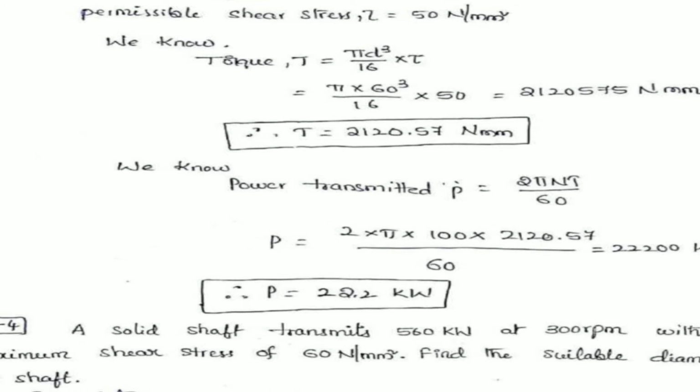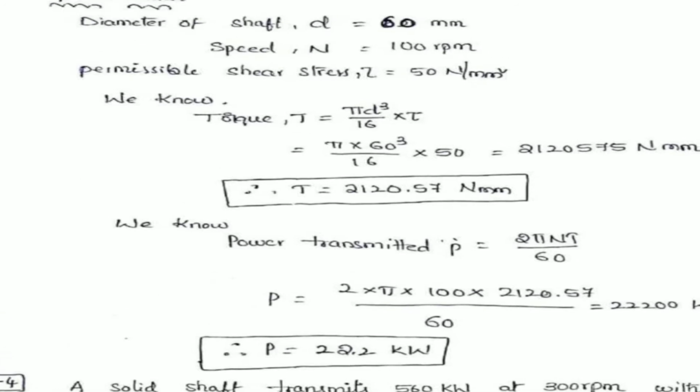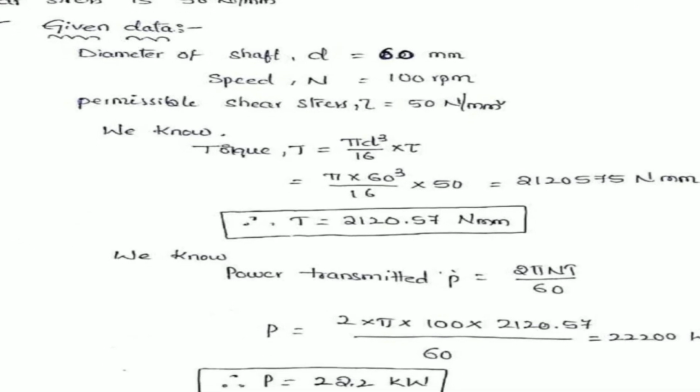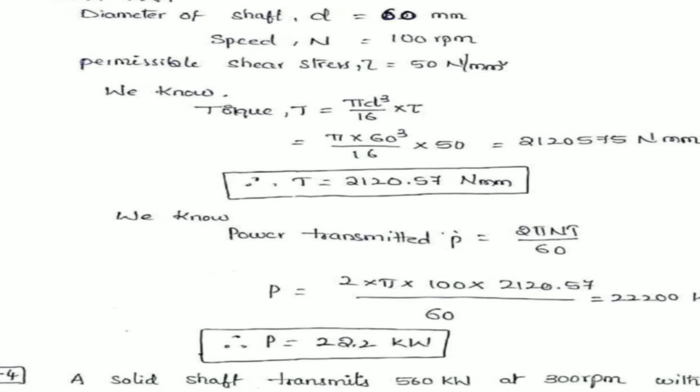What is the difference between the first three problems? In the first problem, diameter and shear stress are given to find the torque. In the second problem, diameter and torque are given to find the shear stress. And in the third problem, diameter, speed and permissible stress are given to find out the power.